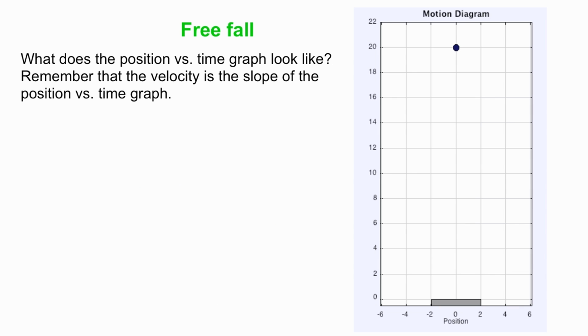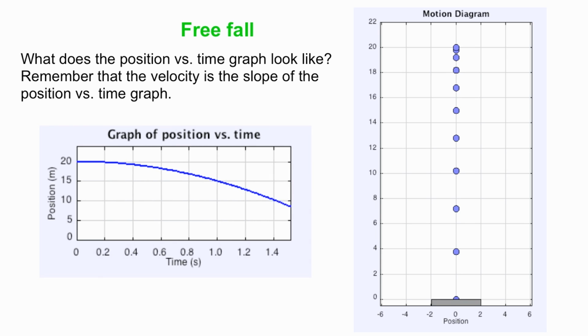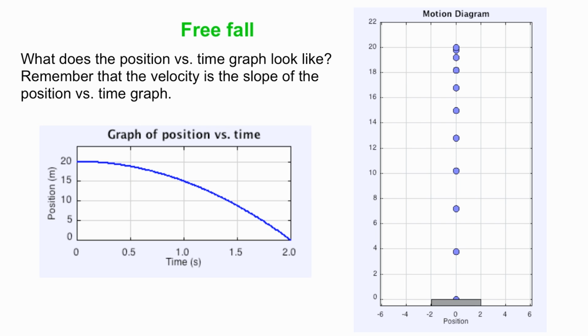What about the position versus time graph? Okay, so let's see what we got there. Remember, the velocity is the slope of the position versus time graph, and that slope is steadily changing as time goes by. So we get, in fact, a nice parabola on the position versus time graph.